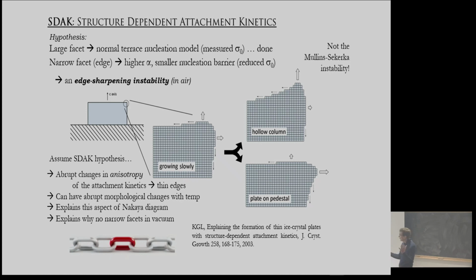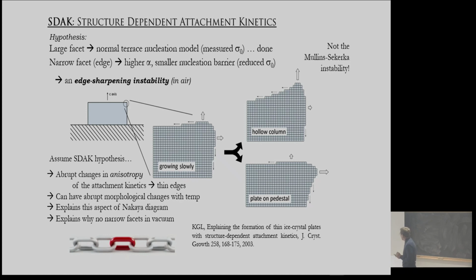And what did we see in the Nakaya diagram? Abrupt morphological changes. And it just makes sense. I mean, why do you ever get an abrupt change in anything? Because of instabilities. That's how this works. And also, if you try to do any of this in vacuum, it doesn't work. It just needs to have diffusion as part of the deal.